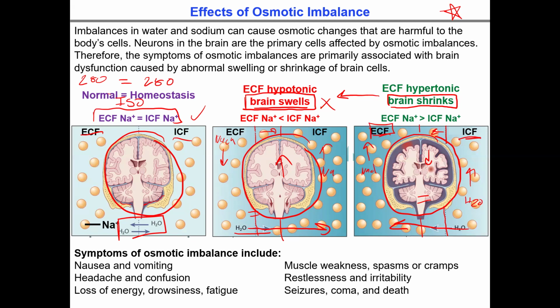So again, these can be some symptoms of our osmotic imbalances: nausea, vomiting, headache, confusion, loss of energy, drowsiness, fatigue, muscle weakness, spasms, cramps, restlessness, irritability, seizures, coma, and even death in some severe cases. So again, the effects of osmosis are going to be very important when it comes to the human body.